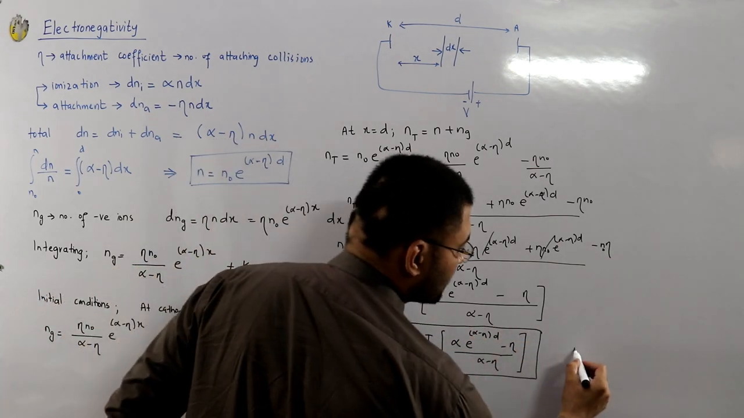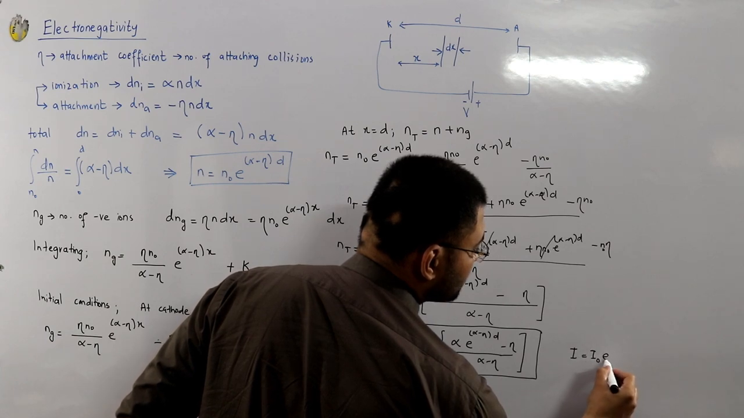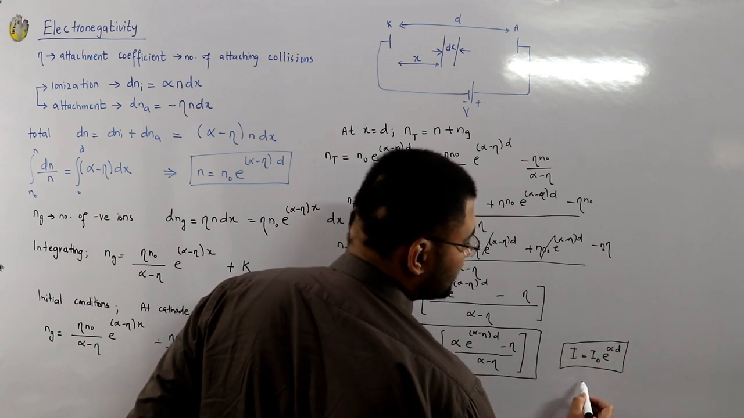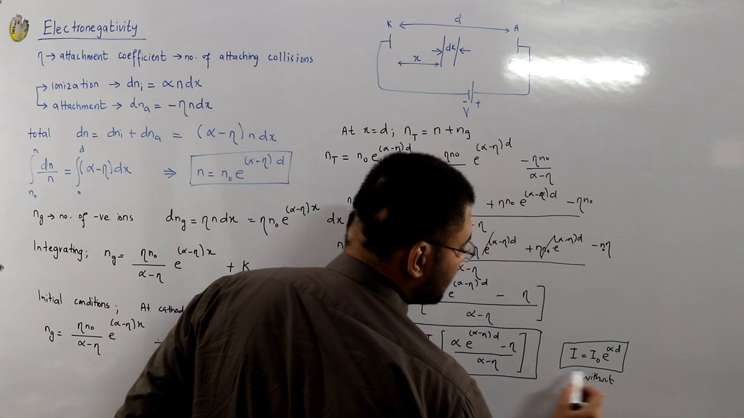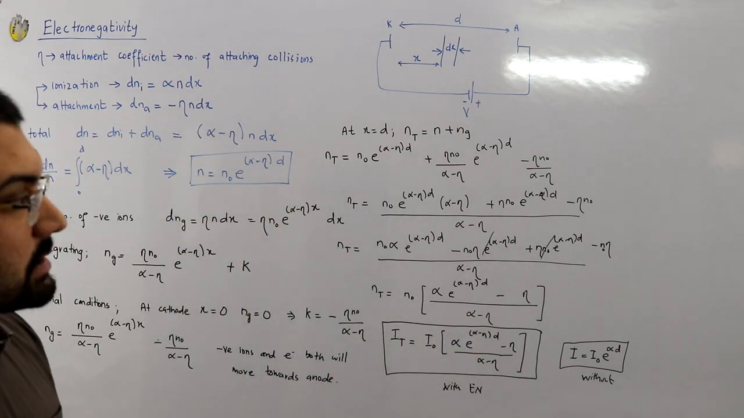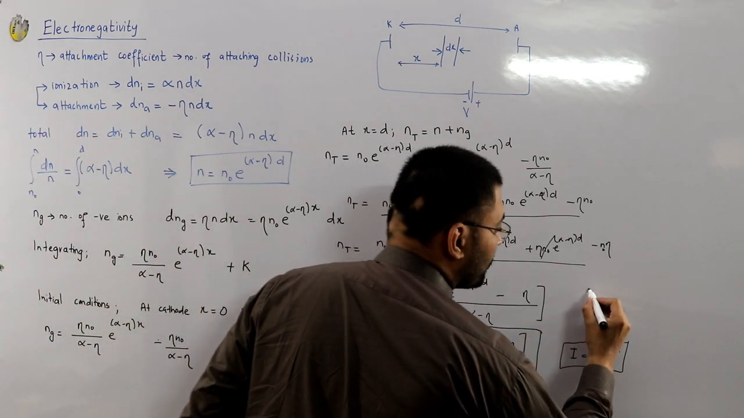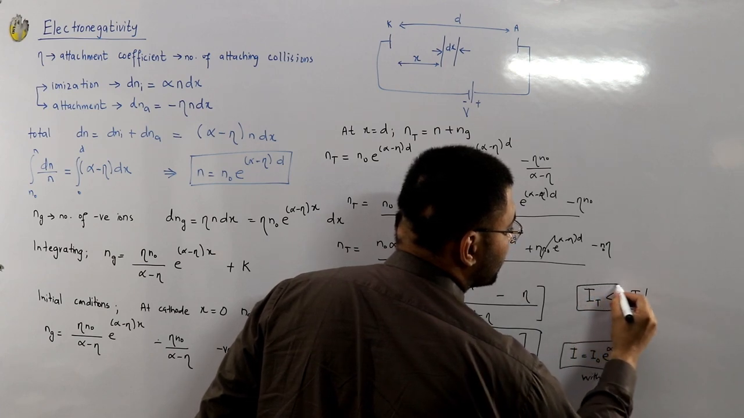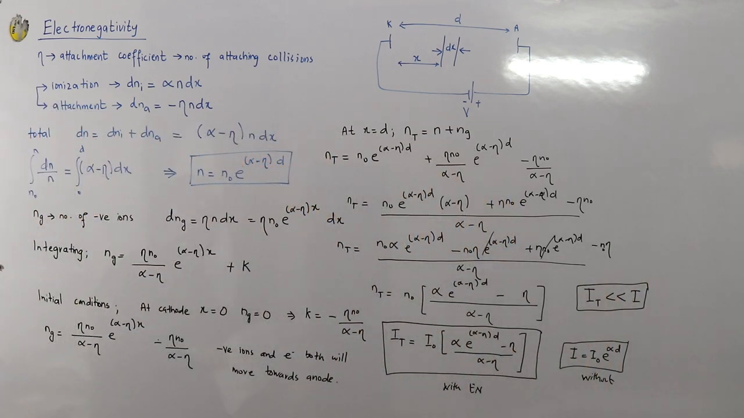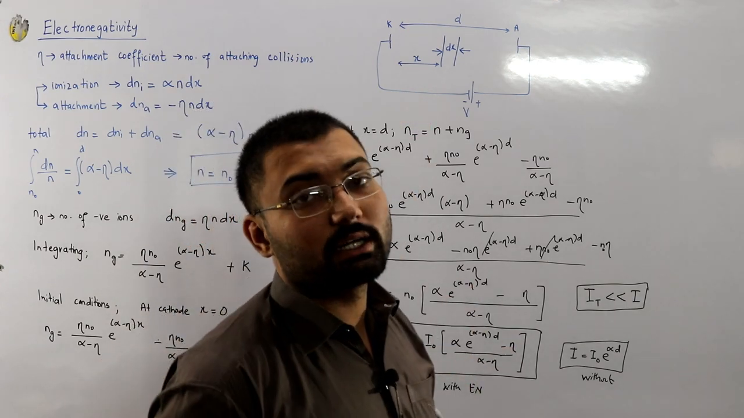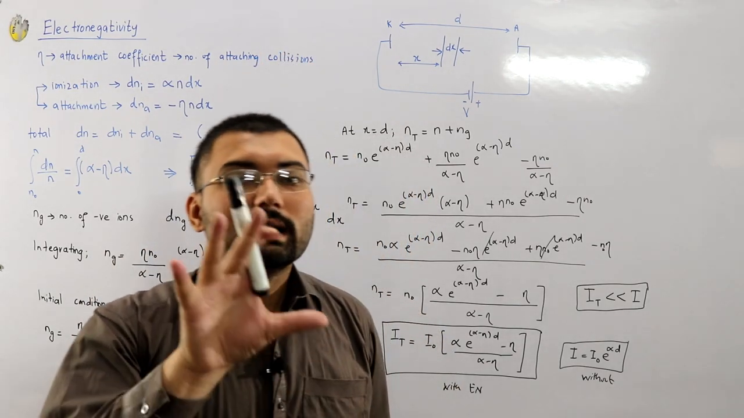Without the presence of an electronegative gas, you had I is equal to I naught exponential of alpha into d. This is without an electronegative gas, and this is with the electronegative gas. You put some numerical values over here, and you will come to know that with the electronegative gas, I is far less than I without it. So by introducing an electronegative gas between the two electrodes, in the interruption chamber of the circuit breaker, what have you done? You have reduced the gap current.